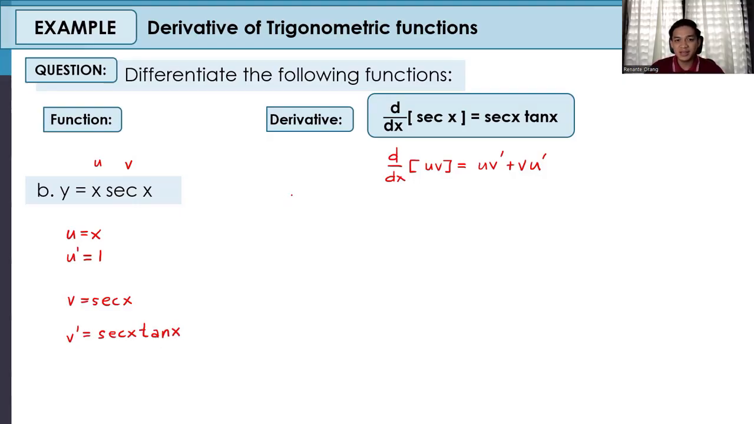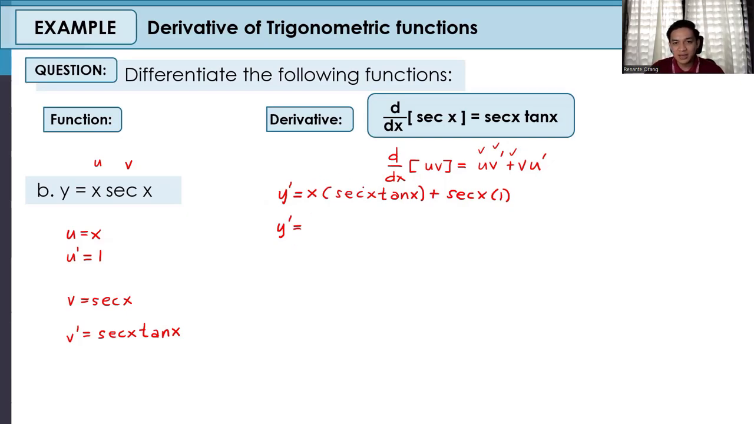So proceed po tayo sa ating product rule. Y prime is equivalent to u po natin is x. V prime po natin is secant x tangent of x. Plus, so plus tayo. So tapos na tayo dito, tsaka dito, and yung plus. Proceed tayo sa ating v. Copy-paste natin si secant x. U prime po natin is 1. So multiplied by 1. Next thing, class, that we need to do is to simplify.